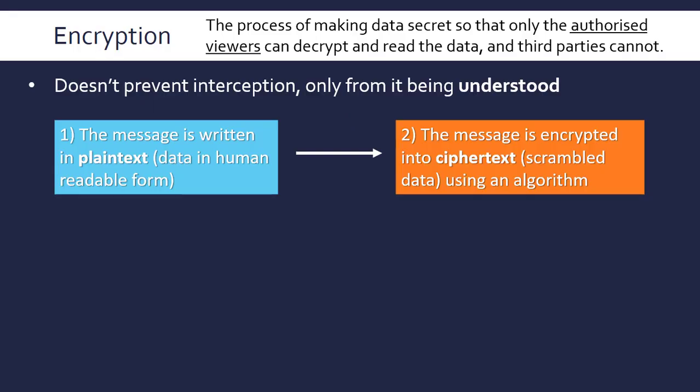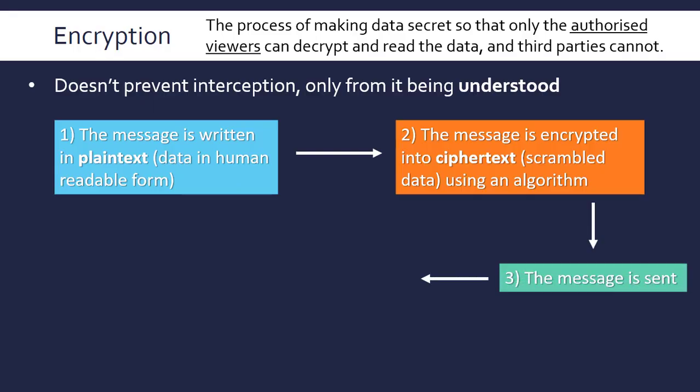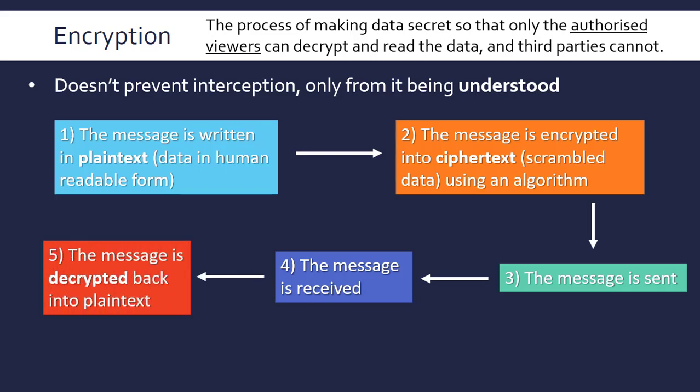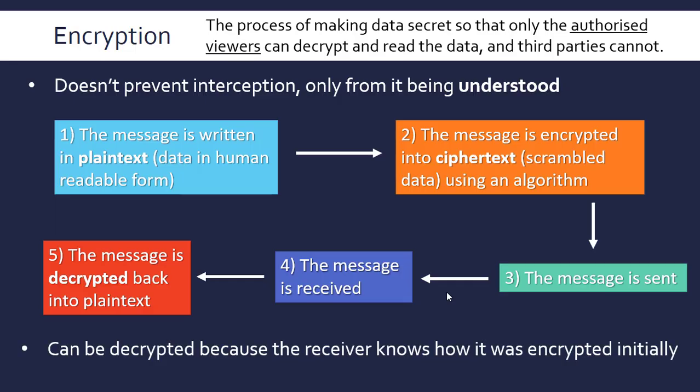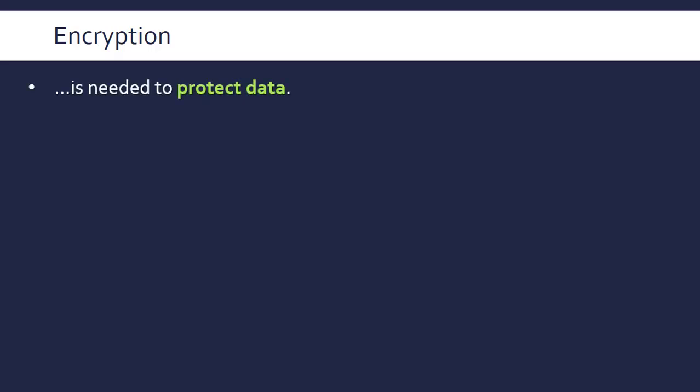The actual method of doing this stage, we're missing a lot of details because different encryption algorithms do things differently, and we're only going to look at a basic one in this video. Then you send your message as ciphertext and it's received, hopefully by your authorized viewer, and if they are authorized they can decrypt it because they know how it was encrypted in the first place. They have what is known as a key that is used by the algorithm, and if this was received by an unauthorized viewer then they wouldn't know how to decrypt it. Basically speaking, they can decrypt it at the other end because they know how it was encrypted initially.